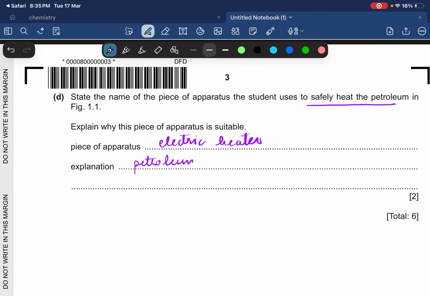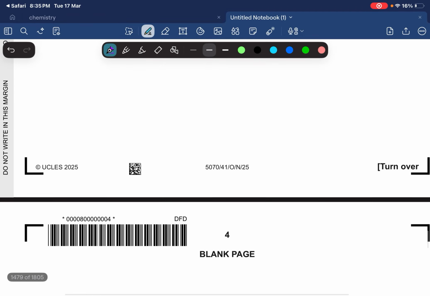Petroleum contains flammable contents which can cause a fire in the laboratory.